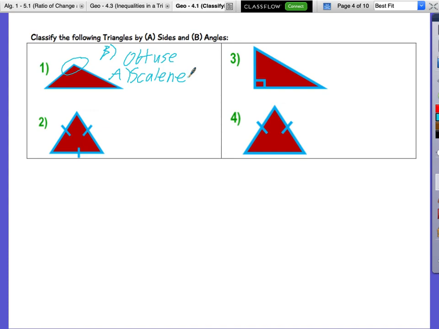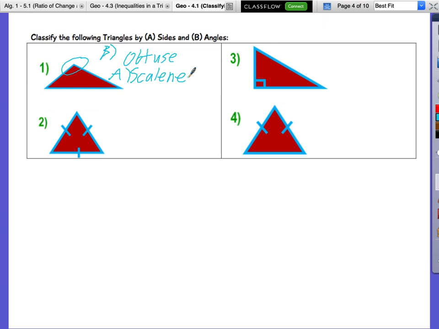It's both of those two. It can be one of the ones from the angles, and it can be one of the ones from the sides. So from the sides, it's scalene, because no two sides are congruent. From the angles, it's obtuse, because there's an obtuse angle.